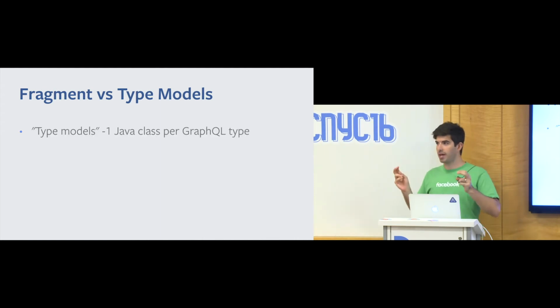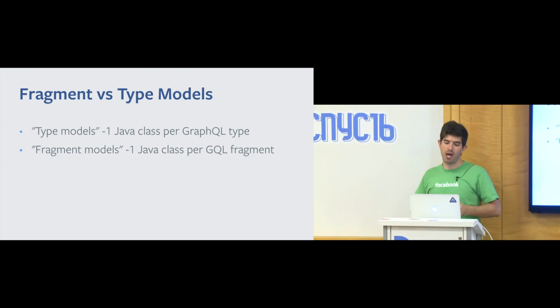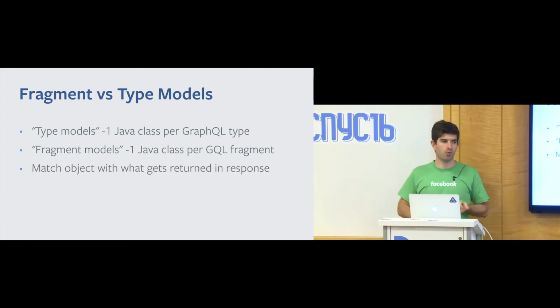So if you were to do type models where you start with the full-blown types, you'd have one Java class in your app per GraphQL type. With fragment model strategy, you'd have one Java class per GraphQL fragment in your app. So there's a couple reasons why you want to do this.